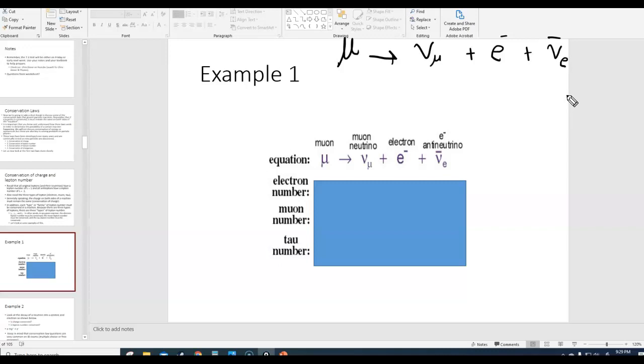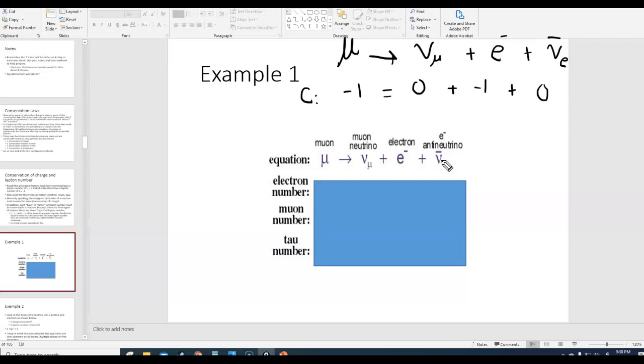Okay, now first of all, let's take a look at conservation of charge. Now, the charge of a muon is -1. The charge of a muon neutrino is 0. The charge of an electron is -1. And the charge of an anti-electron neutrino is 0. Since we have -1 and -1 on both sides, conservation of charge is not violated. Okay, now, does that mean this reaction is definitely going to happen? No, because we have to check all of the conservation laws.